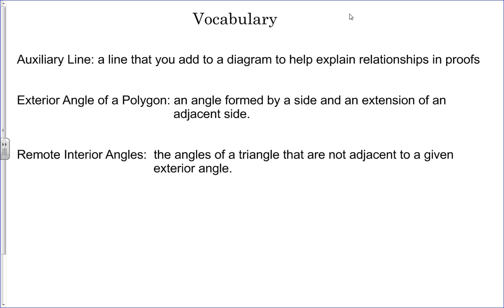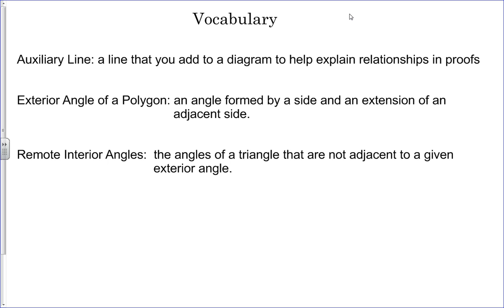3-4, parallel lines and triangles. Here's your vocab. Auxiliary line. An auxiliary line is a line that you add to a diagram to help explain relations in proofs.